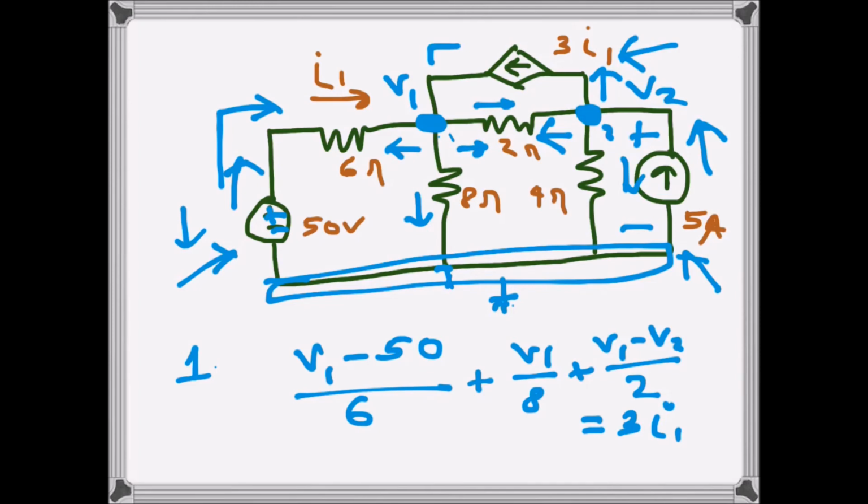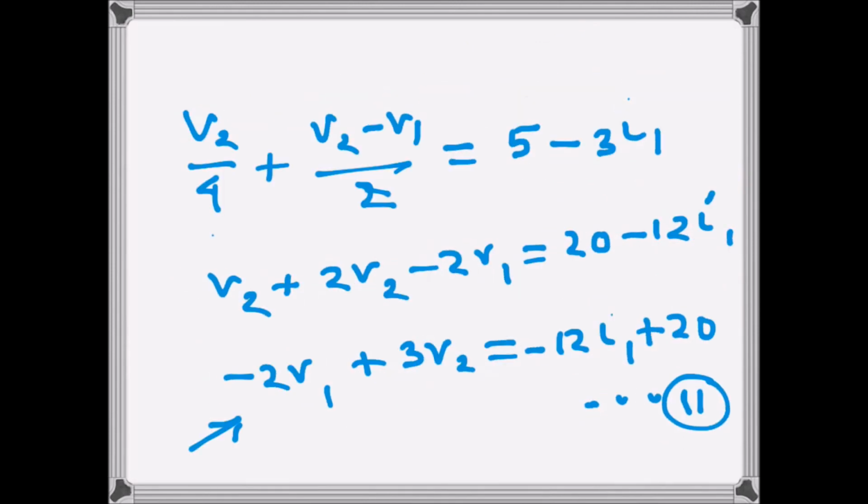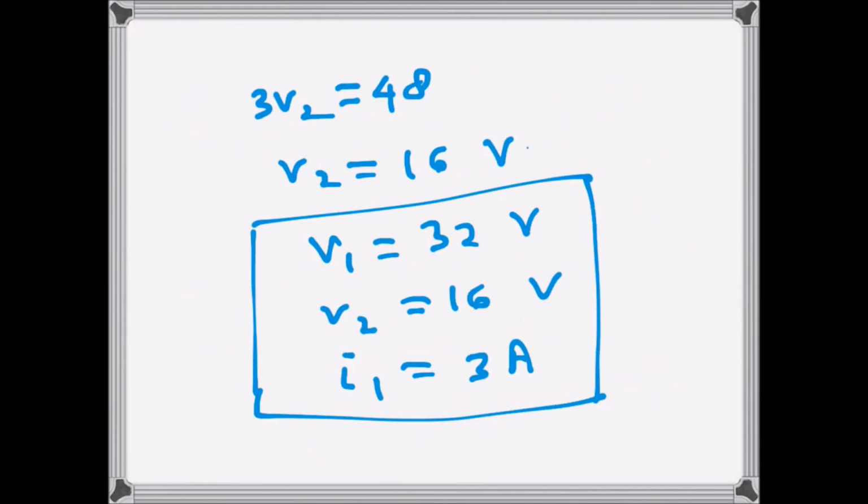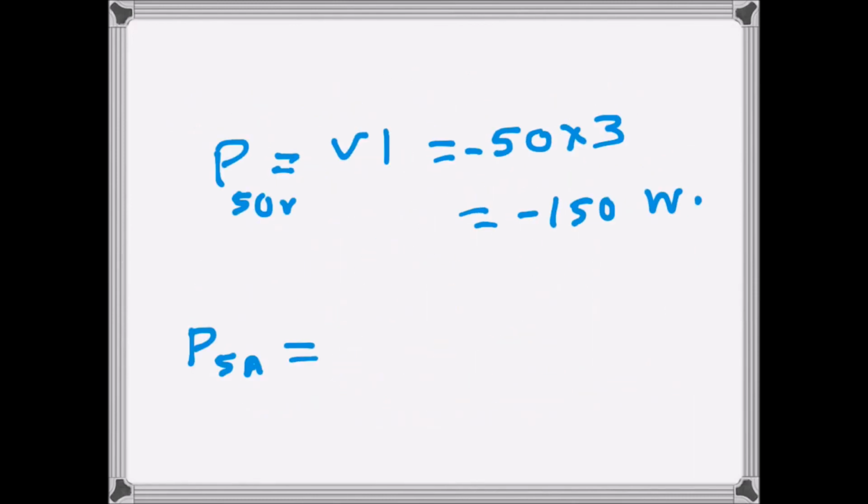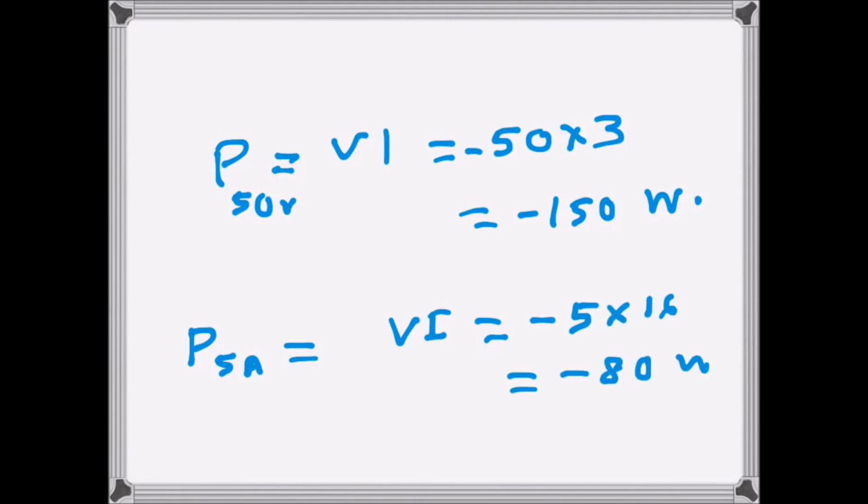If the polarity was the other way around, or if the current source was in the other direction, that would mean it was dissipating. But now it's actually delivering, so this is also negative. The value has to be negative. So this is 5, times the voltage, which is 16, so that's minus 80 watts.